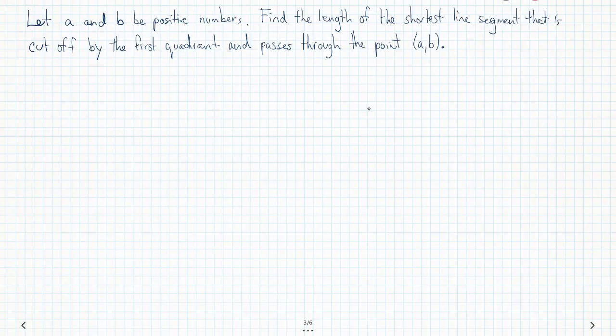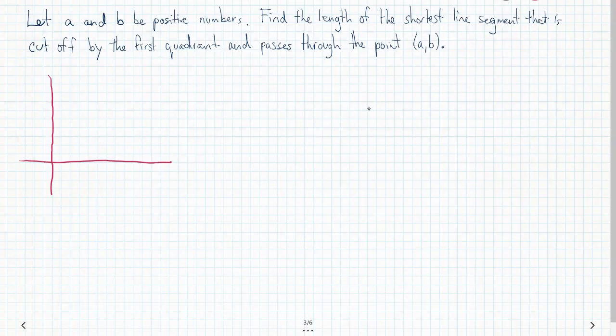All right, so the next optimization problem. Let a and b be positive numbers. We want to find the length of the shortest line segment that is cut off by the first quadrant and passes through the point (a, b). What the heck is going on here? So what I'd recommend is drawing a graph.